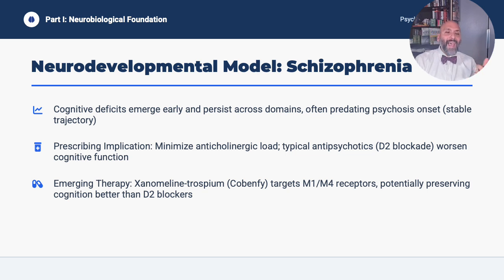So why this matters is because cognition determines whether patients can work and learn and live independently and engage in treatment, not just that the voices are quieter. So schizophrenia is conceptualized as a brain development disorder with early and persistent cognitive impairment. Now, this is where medication choices have long-term functional consequences. So if you treat psychosis but ignore cognition, you haven't really treated the whole illness.